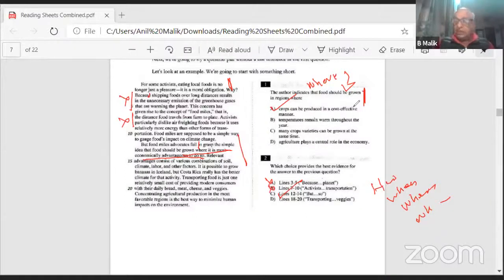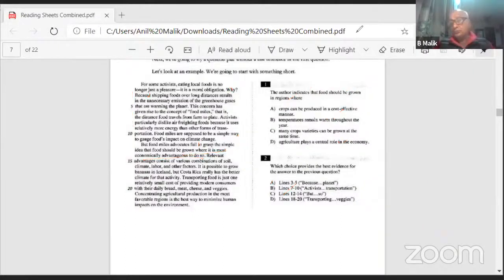I'll tell you another thing. Look at answer B: temperatures remain warm throughout the year. Perfect answer. Agriculture plays a central role in the economy. Perfect answer, but it's a trap. These answers are right, but they're not the answers that I want. They don't answer your question. That is what you need to see in a paired question. We all got that? Perfect.